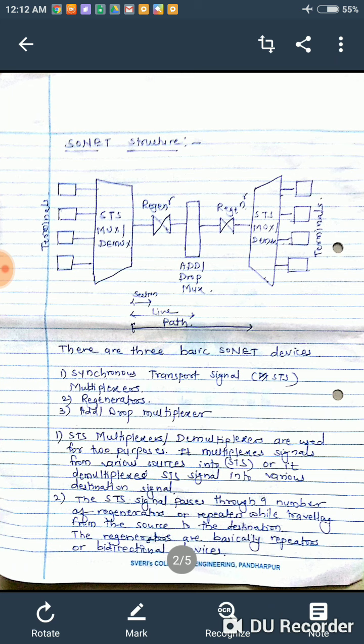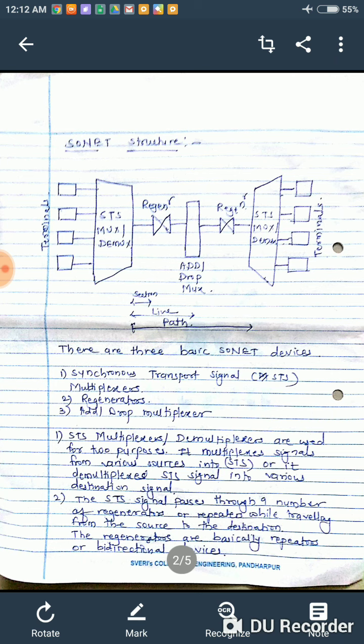First is synchronous transport signal, that is STS multiplexers, then regenerators, then add or drop multiplexers. So STS multiplexer or demultiplexer, those are acting as a multiplexer as well as the demultiplexer. So we will see the structure in the diagram.